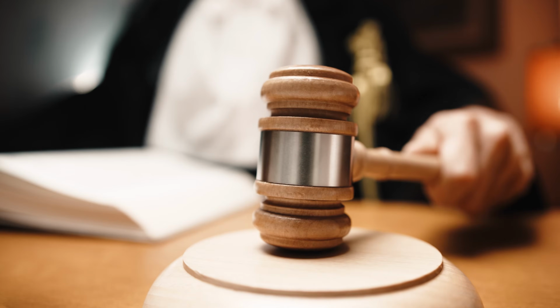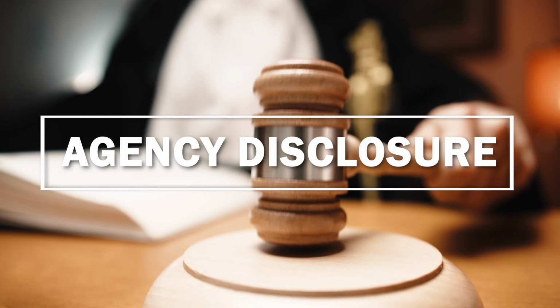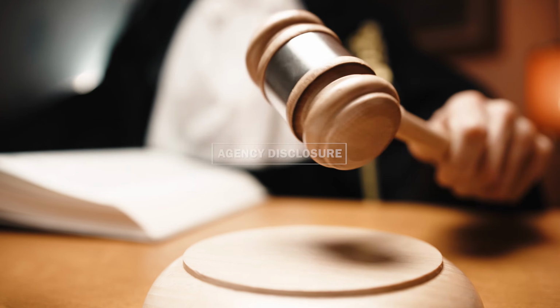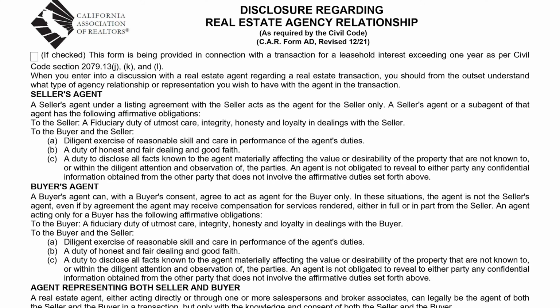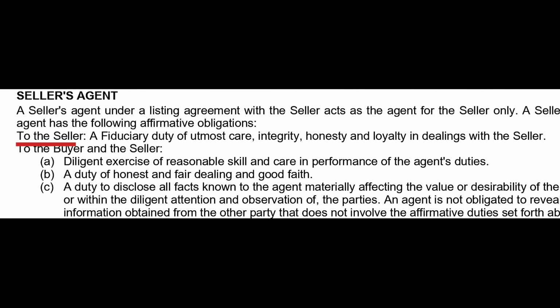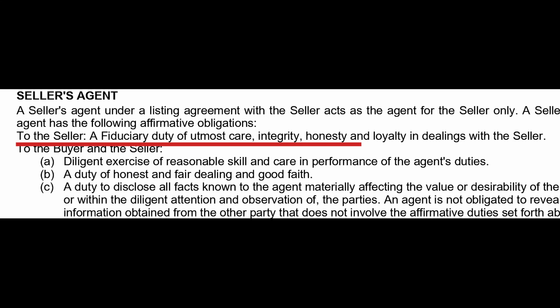agency. Now, historically among buyers, there was this big confusion as to who was representing who. Buyers thought they were being represented by an agent when in fact, the agent was representing the seller. So after a bunch of lawsuits around the 1980s, California required agents to confirm and disclose the type of agencies. Now, if we look at this California required agency disclosure, the role of the seller's agent is they have a fiduciary duty, which we'll talk about later, of utmost care, integrity, honesty, and loyalty to the seller.